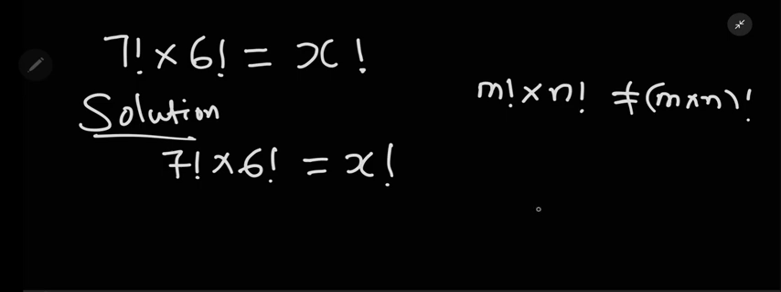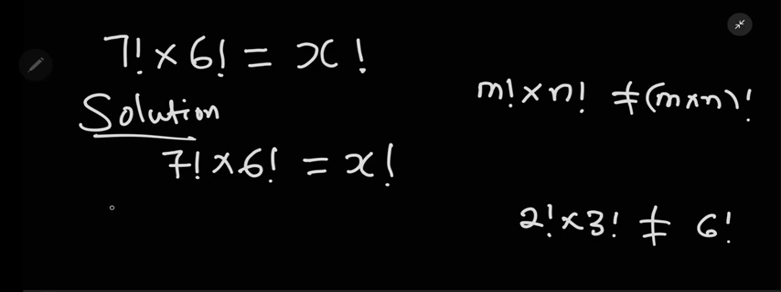Example of that, let's say we have 2 factorial times 3 factorial. 2 factorial times 3 factorial will give a different result from 6 factorial. So that is the meaning of that. So by implication, what are we going to do now? Rewrite the left hand side in terms of 1 factorial.